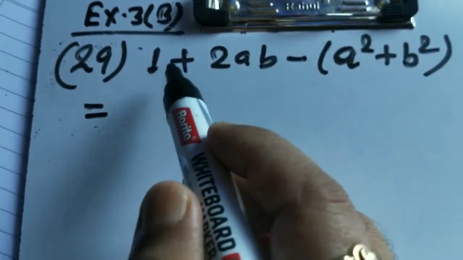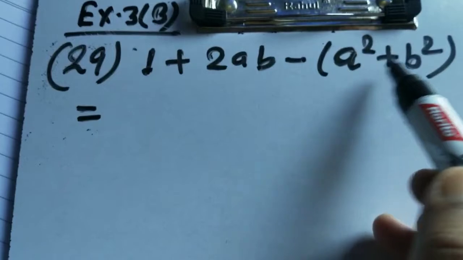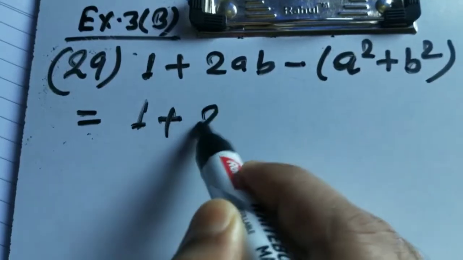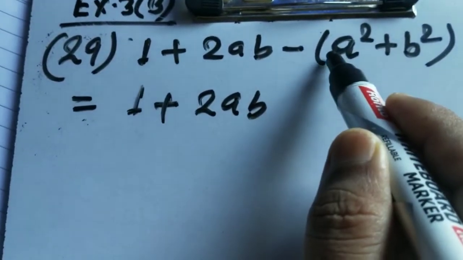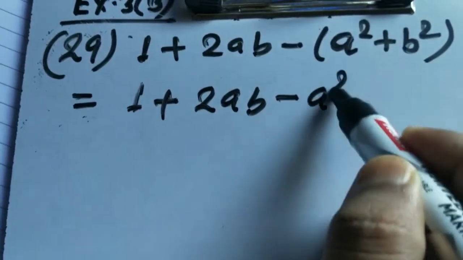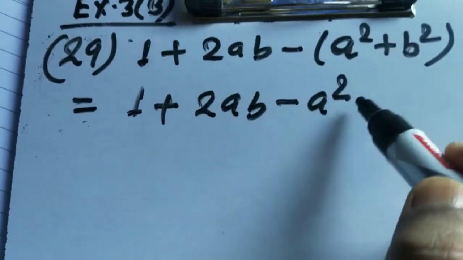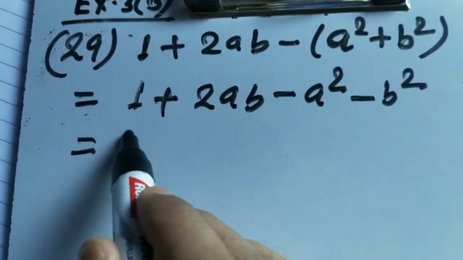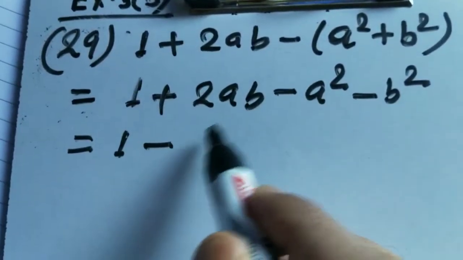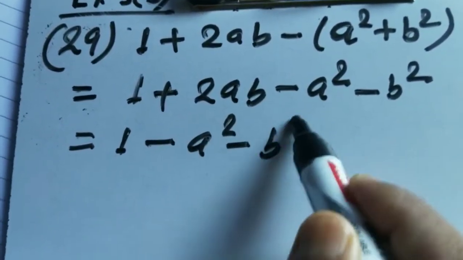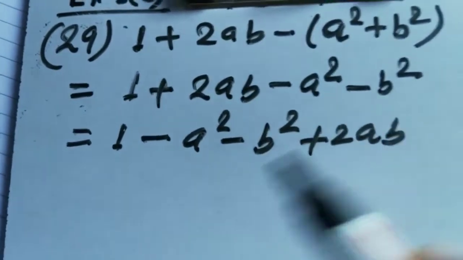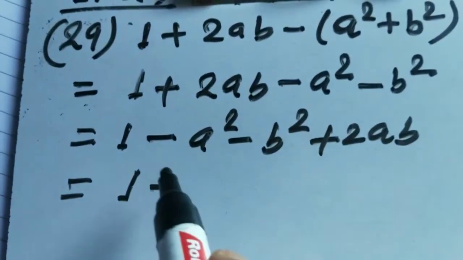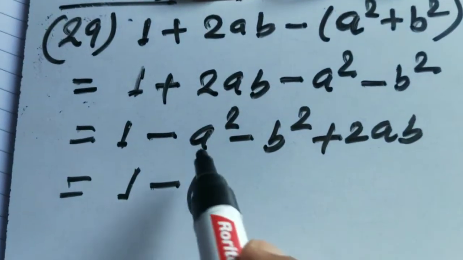Now let us see question number 29. You have to factorize 1 plus 2ab minus in bracket a square plus b square. So first remove the bracket: 1 plus 2ab, and minus multiplied by plus a square will be minus a square, and minus multiplied by plus will be minus b square. Now you have to rearrange it. So 1 minus a square minus b square plus 2ab.